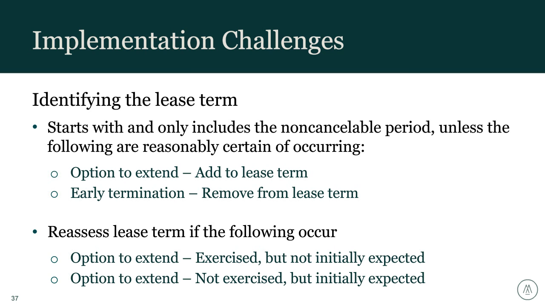The government will then need to reassess the lease term if the option to extend was exercised, but it really wasn't expected to be exercised. And contrary to that, if the option to extend wasn't exercised, but initially expected to do so, the lease term will need to be reassessed. So lots of differences there in identifying the lease term and potentially some challenges.